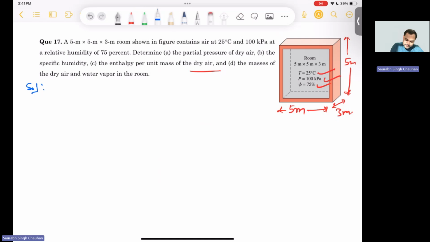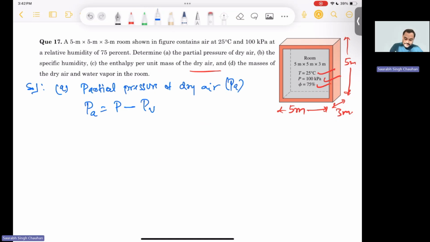Okay, so part A, we have to find the partial pressure of dry air. The partial pressure of dry air will be equal to total pressure minus partial pressure of water vapor, right? So total pressure is given, we need to find the partial pressure of water vapor. Now how to find the partial pressure of water vapor? Using the relative humidity, right?